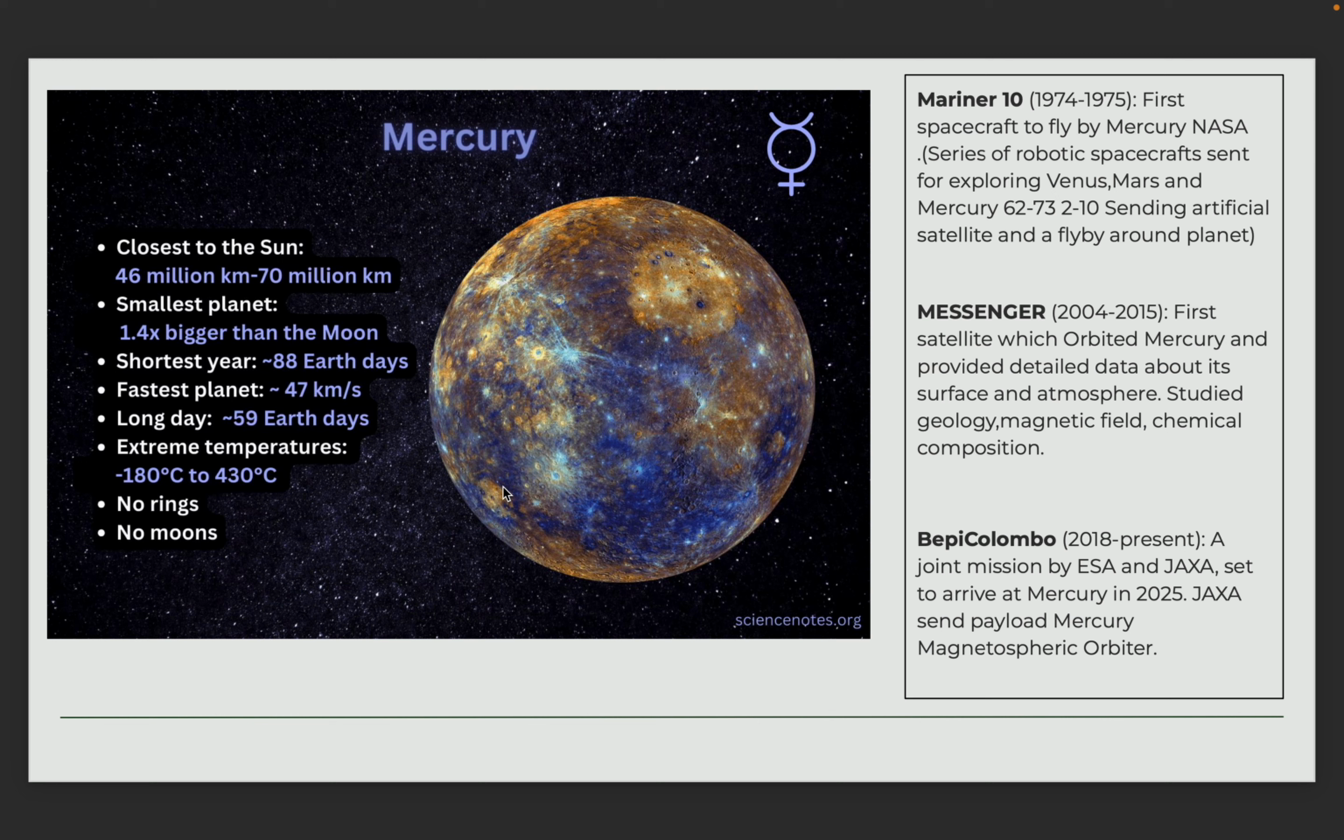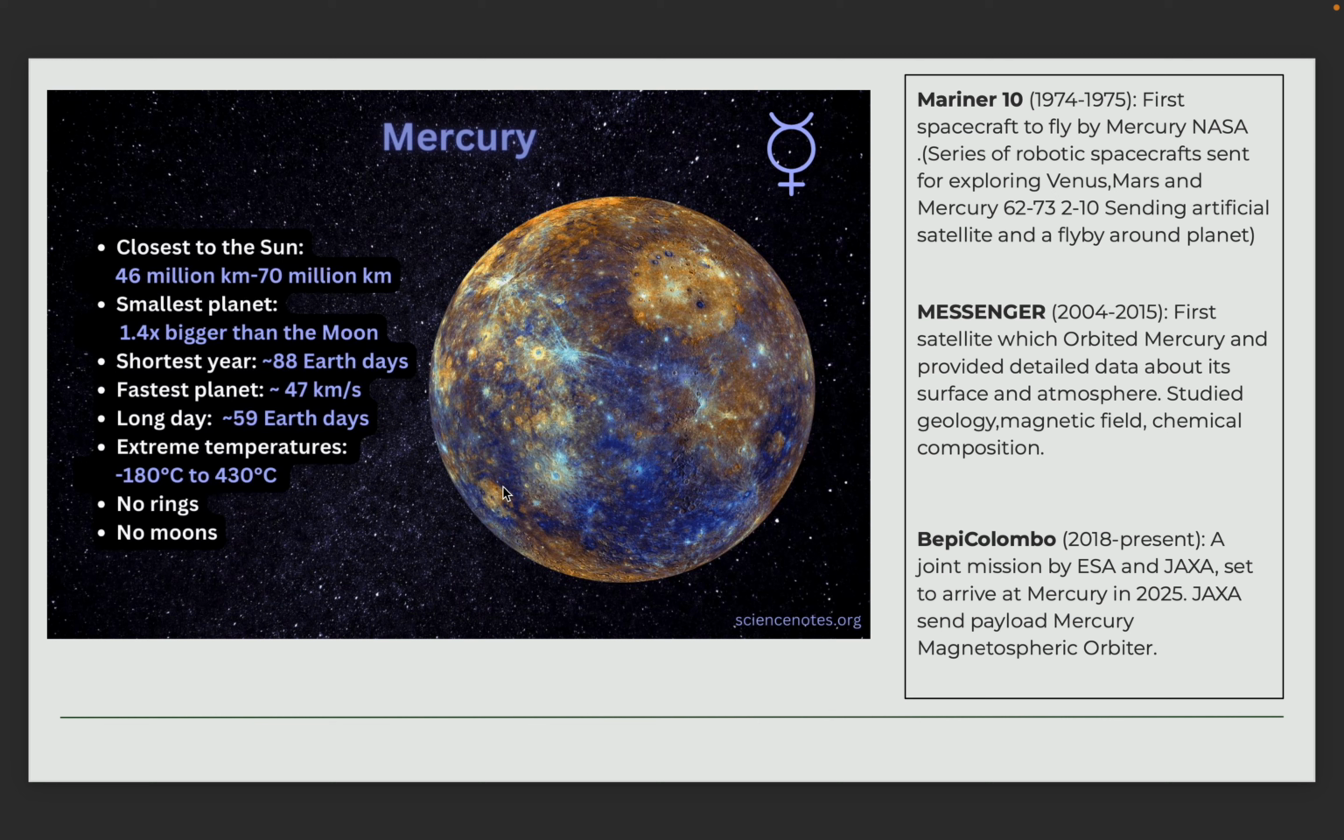So here first comes Mercury. It is the closest planet to the Sun. It is about 46 million kilometers from the Sun. It is the smallest planet. It is just 1.4 times bigger than the Moon. Mercury has the shortest year, which is 88 days. It is the fastest planet, orbiting with a velocity of 47 kilometers per second. It has the longest day, 59 Earth days.